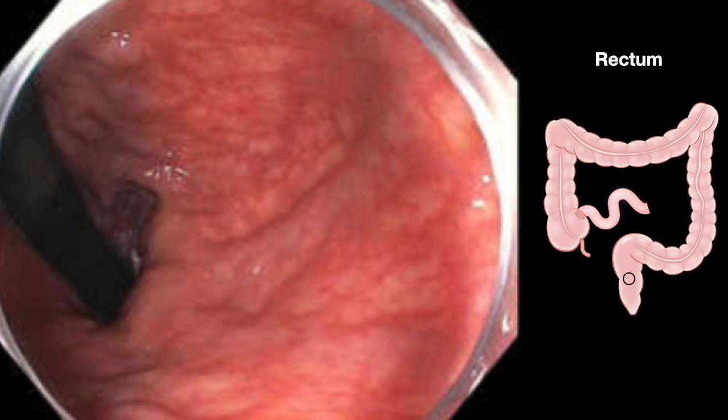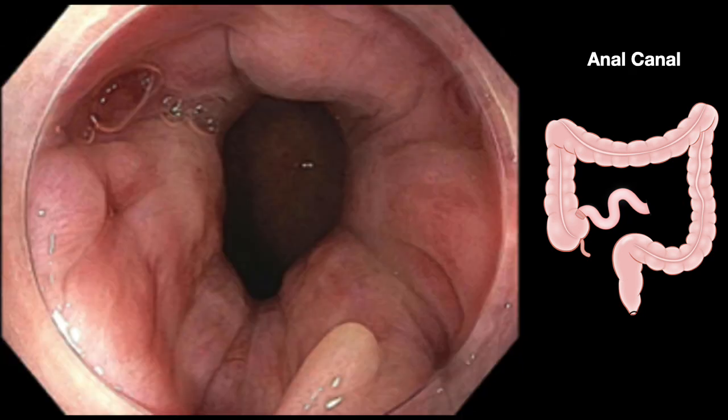And once you straighten the scope and pull back out of the rectum, take time to examine the anal canal as part of the examination. And you can see here a little bit of hypertrophied anal papillae.